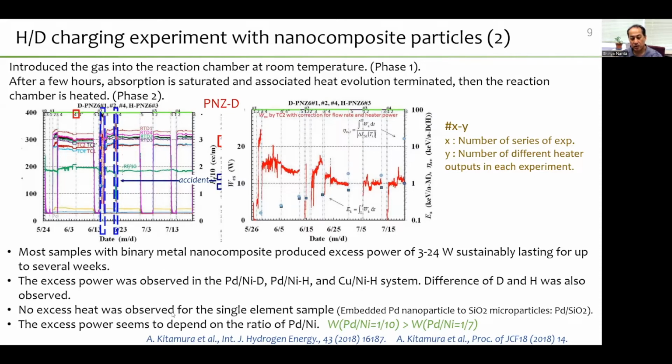And no excess heat was observed for the single element particle, that means the embedded palladium nanoparticle to silica microparticle or PS sample. And the excess power seems to depend on the ratio of the palladium nickel. So the larger excess was observed for the palladium to nickel ratio 1 to 10 rather than 1 to 7. And well, so this experiment was conducted by Kobe University group.